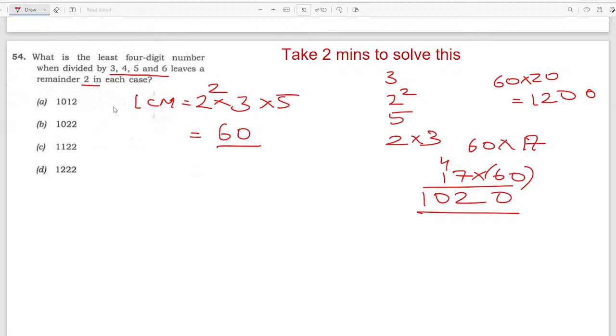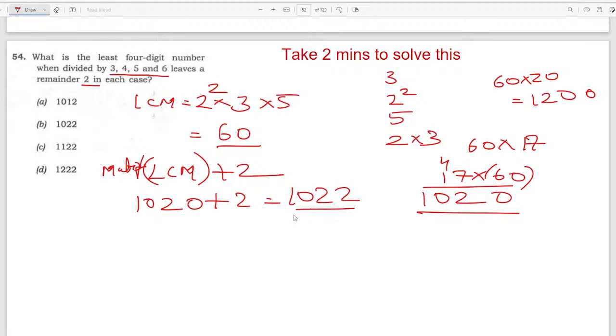And they're asking that it should leave a remainder of 2. So it would be a multiple of this LCM plus 2. The least 4-digit multiple of this LCM is 1020, plus 2. This is equal to 1022. The correct answer is option B. I hope this is clear. If you have any doubts, please ask, or else we'll move to the next question.